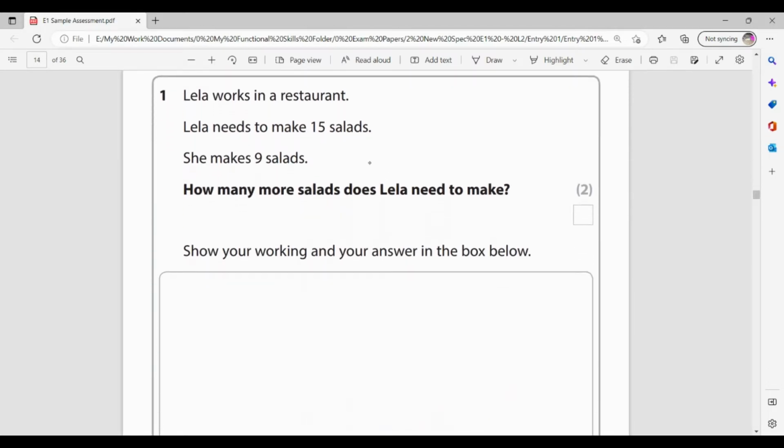So, question 1. Leela works in a restaurant. She needs to make 15 salads and she makes 9 salads. So she needs to make 15 and she's got 9. How many more salads does Leela need to make? So I need to know the difference between 15 and 9. So I need to do 15 take away 9. So 15 take away 9 is 6.